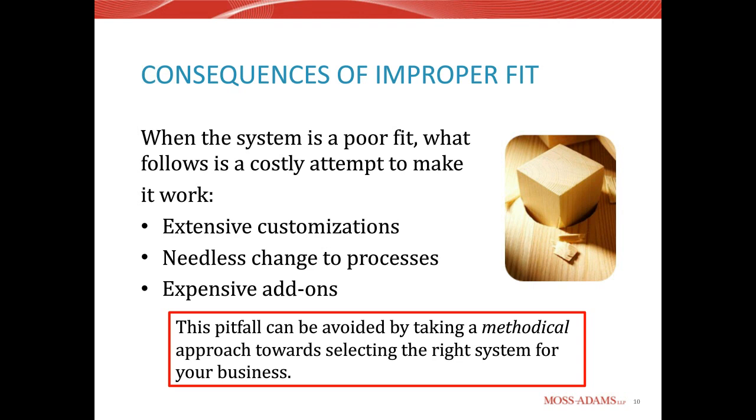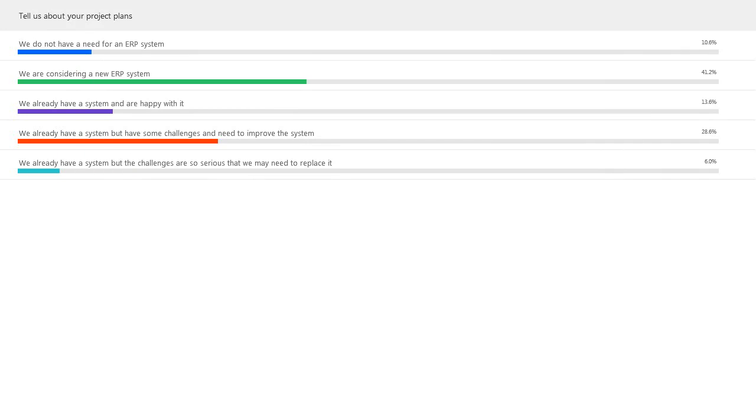Excellent. Thank you. Well, let's go ahead and take a look at our results to our first polling question. Well, it's nice to see that there are some who are happy with their system. And I see that there are 40.9% who are considering a new system. This is going to be very helpful for those. And clearly there are some here who have challenges with their system. 28.8% experience challenges and need to improve their system. And 6.1% say the challenges are so serious that they may need to replace it.